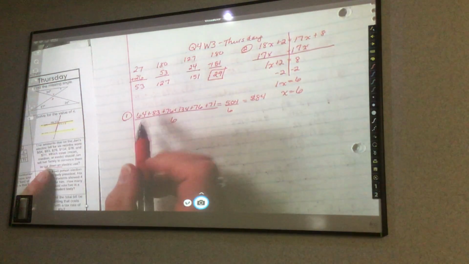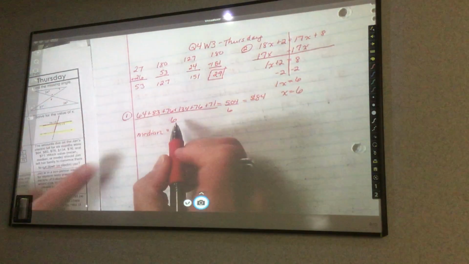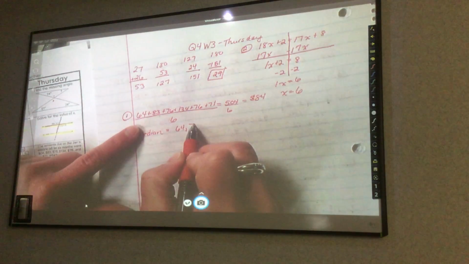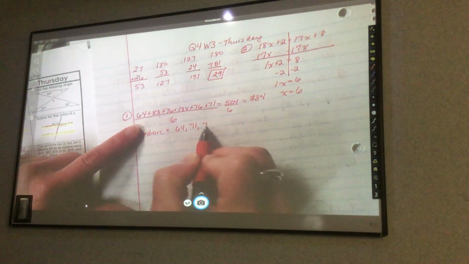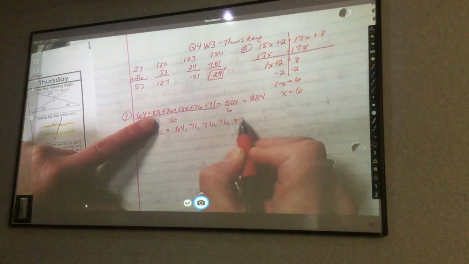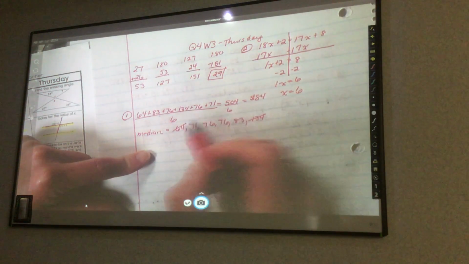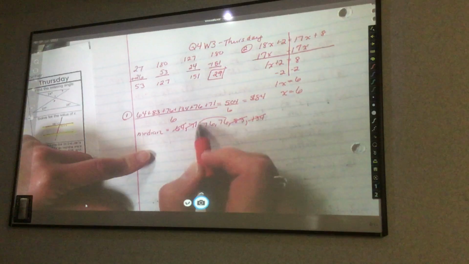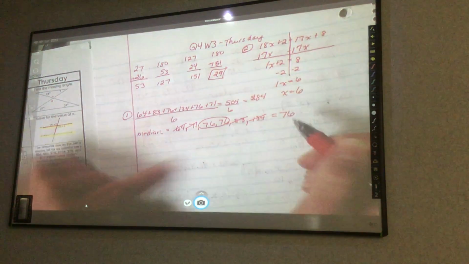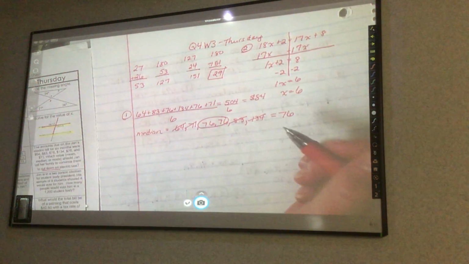Then my median is the middle number. So I have to put them in order. So I go 64, then 71, then 76, 76, 83, and 134. One from the front, one from the back. One from the front, one from the back. Circle these two. If they're the same numbers, it's going to be 76. If they're not the same number, what do we do? Add and divide by 2, right?